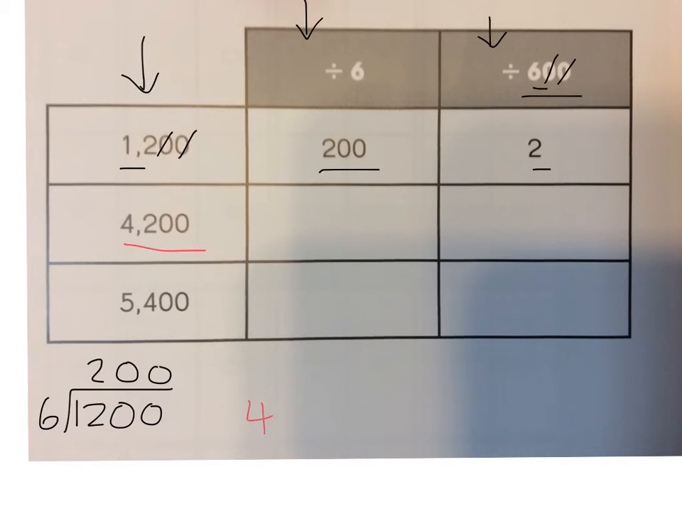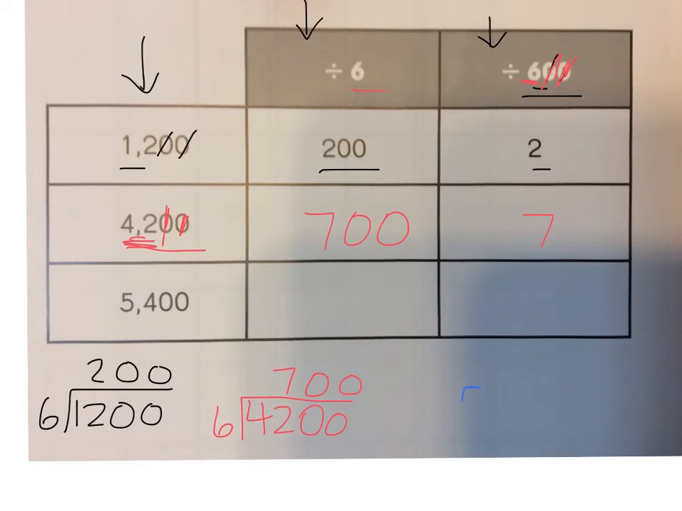4,200 divided by 6 gives me, 6 into 42 goes 7 times. Fill in my place values, 700. And dividing by 600, again, I can knock off the 2 zeros in both. So I have 42 divided by 6 gives me 7.